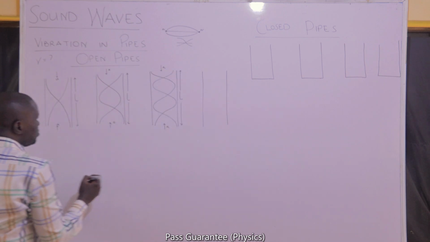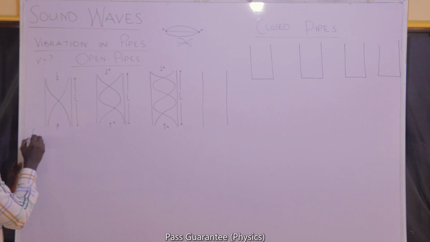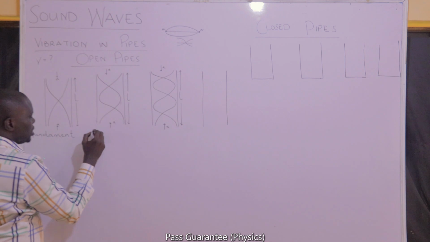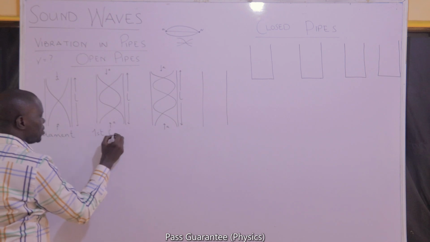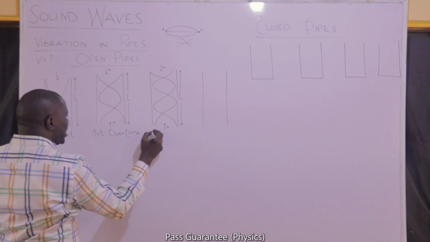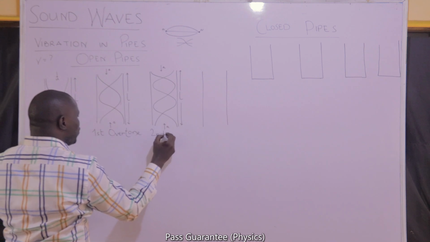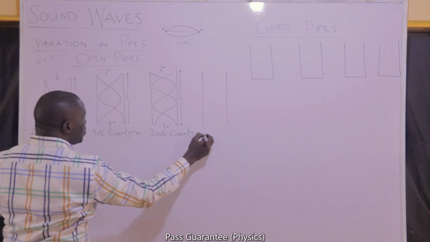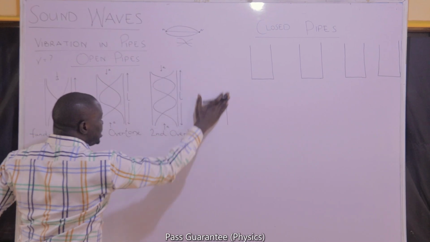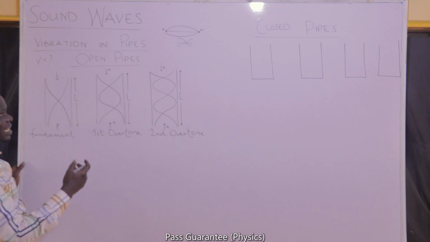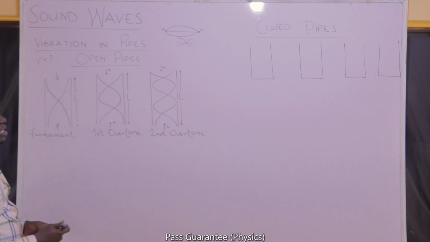I will name this, being the simplest, the fundamental mode of vibration of air in an open pipe. I will name this the first overtone because it's the next possible mode of vibration after the fundamental. I will name this the second overtone because it is the next one that is also possible after the first overtone.